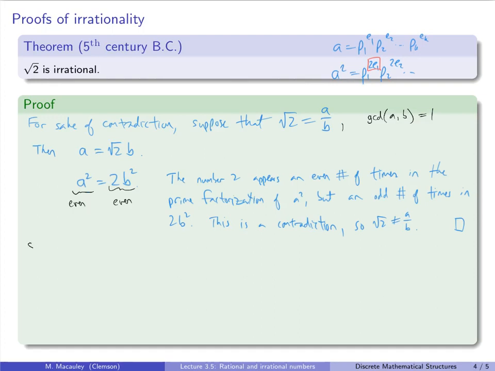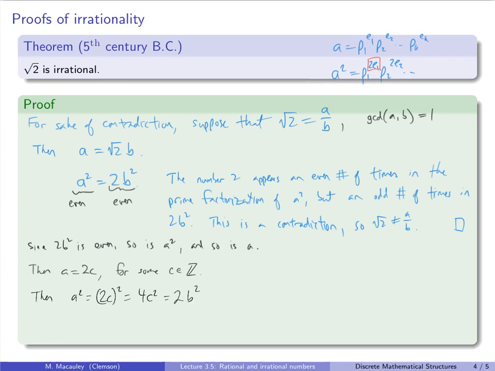So since 2b squared is even, so is a squared, and so is a. If a is odd, then a squared is odd. So a has to be even. So if a is even, then a is 2 times c for some integer c. Then let's take this equation up here. a squared is 2c squared, which is 4c squared equals 2b squared. And now this equation we can divide by 2 and we get that 2c squared equals b squared.